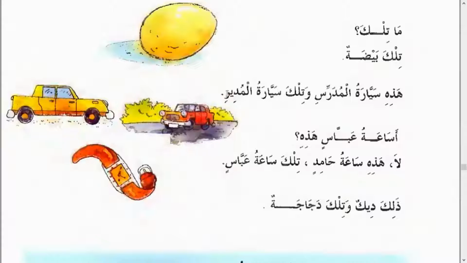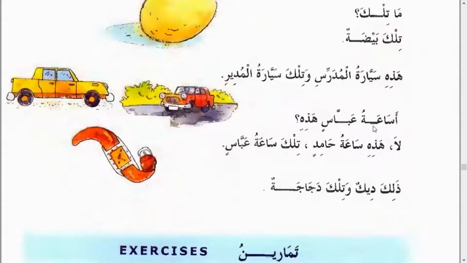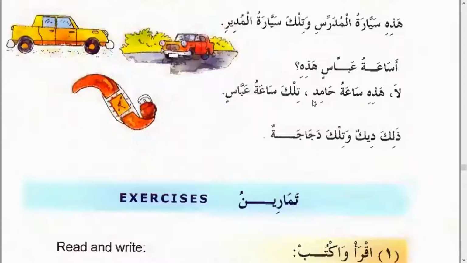Wa tilka sayyaratul mudiri. And that is the principal's car. Asa'atu Abbasin hadihi? Is this Abbas's watch? Or is this the watch of Abbas? Mudaf ilayhi again. It takes time to get used to mudaf ilayhi, so please practice it a lot. Hadihi, so we can use hadihi at the end also. La, hadihi sa'atu Hamidin. No, this is the watch of Hamid. And tilka sa'atu Abbasin. That is Abbas's watch, or the watch of Abbas.